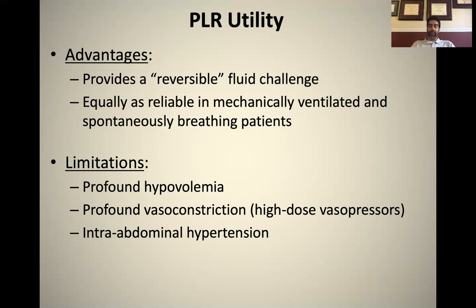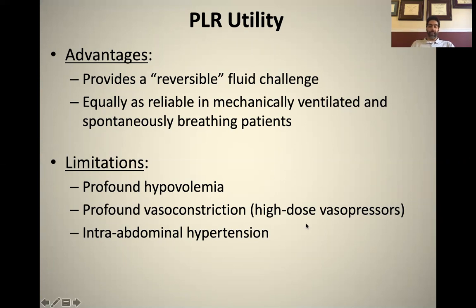The main limitations are if you are so hypovolemic or so vasoconstricted that you don't have a lot of pooled blood in your lower extremities, then you may not get the fluid challenge that you're looking for, and you may potentially miss a patient who's volume responsive, okay? So if they're on high-dose vasopressors or if they're hemorrhaging, this may not be a method that's very predictive, okay?